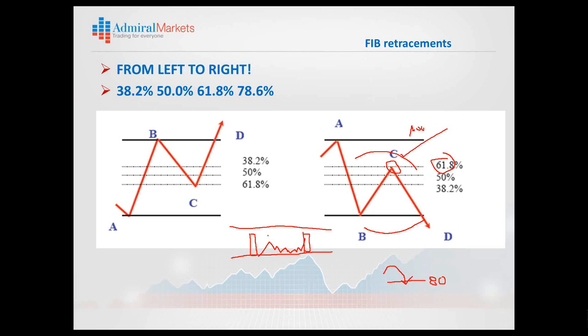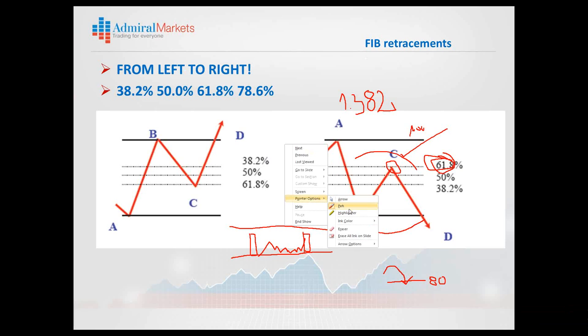So watch out for double tops and double bottoms around 61.8, or sometimes they appear around the 1.382 level on Fibonacci. But for retracement, this is crucial: the golden ratio number 61.8 and a double top or double bottom. So pay attention to those levels. And always from left to right, of course.